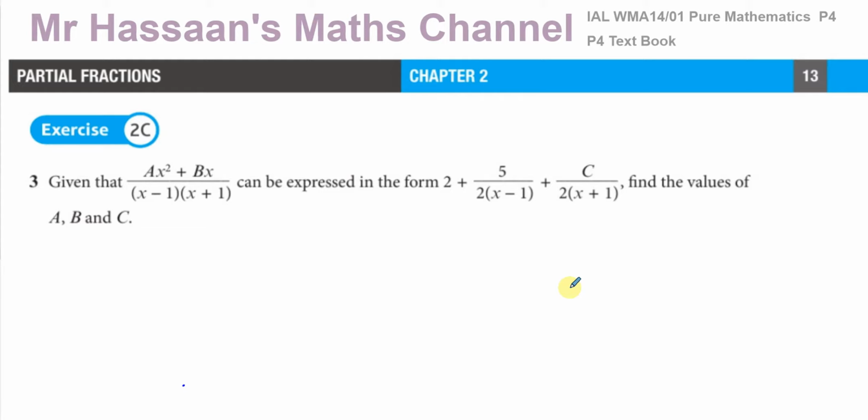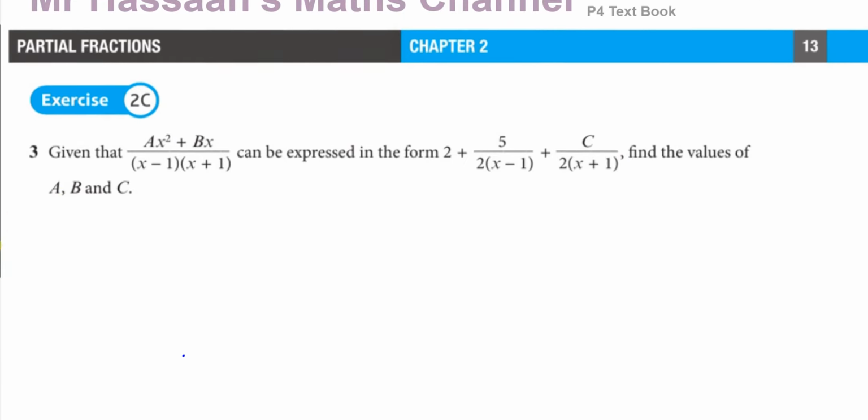A question from exercise 2C about partial fractions, question number 3. It says, given that (ax squared plus bx) over (x minus 1)(x plus 1) can be expressed in the form 2 plus 5 over 2(x minus 1) plus c over 2(x plus 1). Find the values of a, b, and c.